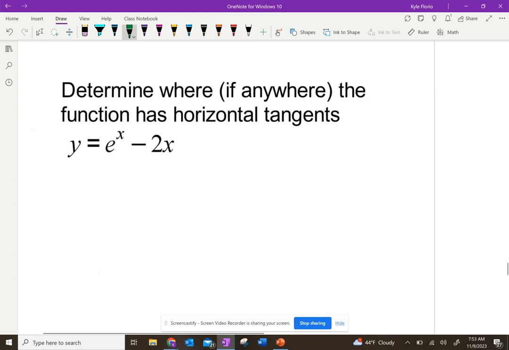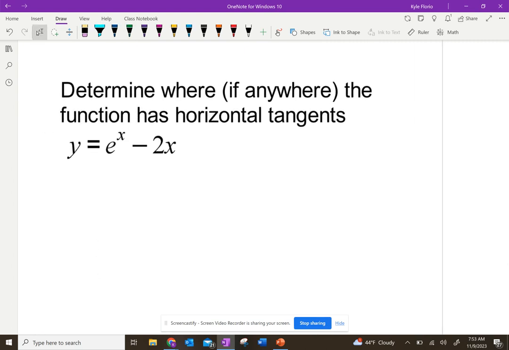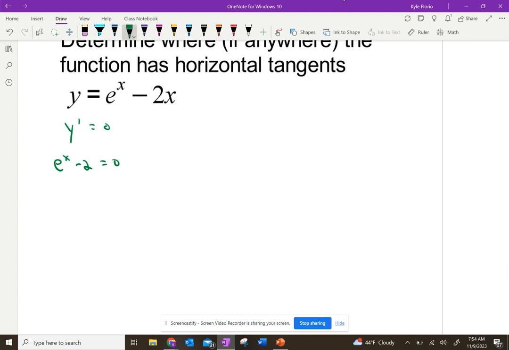Okay. Determine if the function has any horizontal tangents. So again, we want to find out when the derivative equals 0. Now we know the derivative of e to the x, top 5 derivatives of all time. The derivative of e to the x is just e to the x. The derivative of -2x is -2. And we're going to set that equal to 0. Add 2 to both sides.